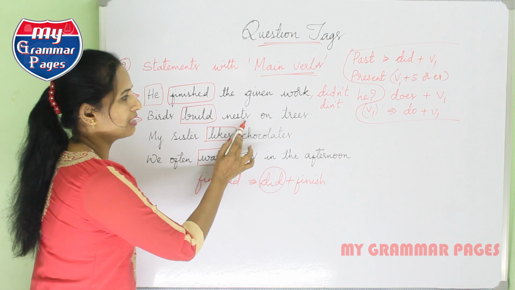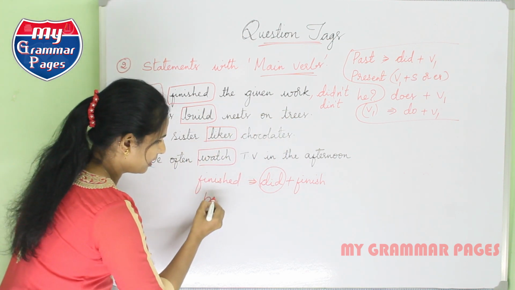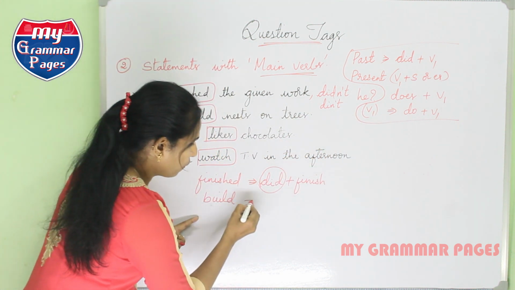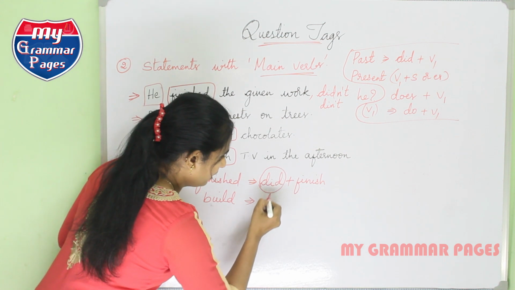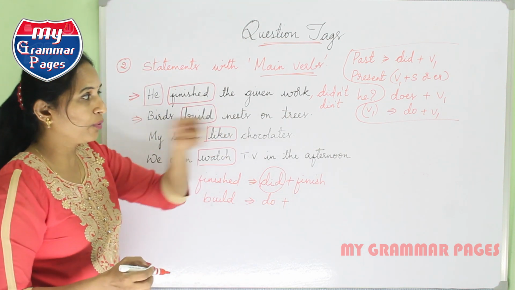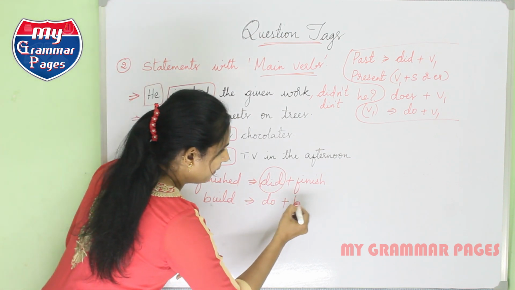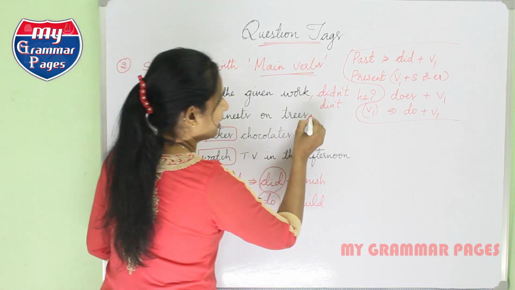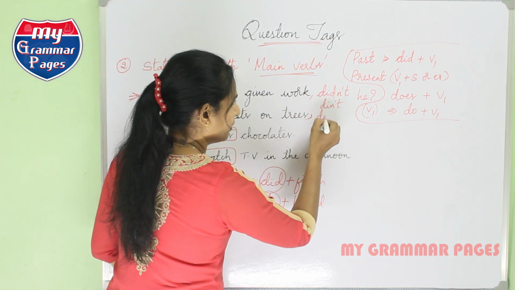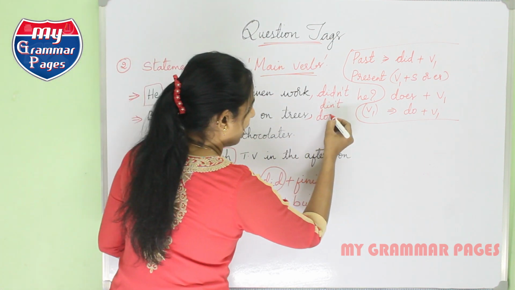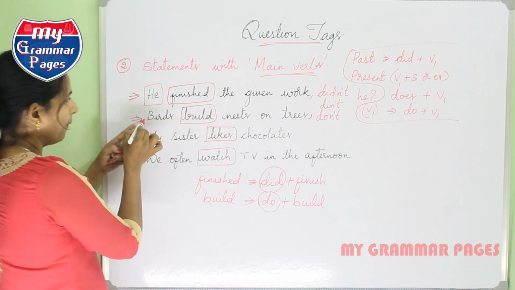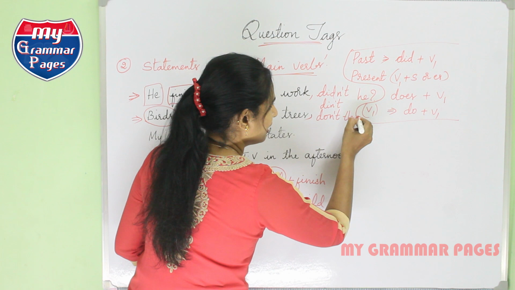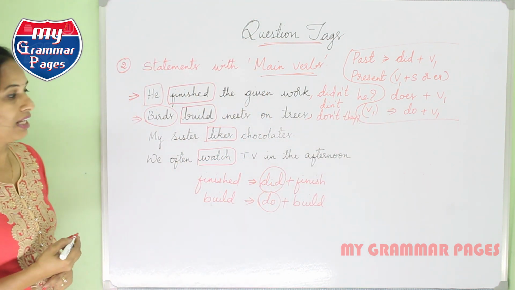Now, the second example. Birds build nests on trees. I am taking the word build. Build is the V1 form. So for the V1 form, look at the rule here. Do is the helping verb. Again, I am going to take the V1 form, the same word. Build is equal to do plus build. Now I am going to take this word for the tag. Keep a comma and take the word do. This is a positive statement. I am making it negative: don't. Birds come under plural form, that is third person plural. I am taking it as they. Don't they will be the answer.